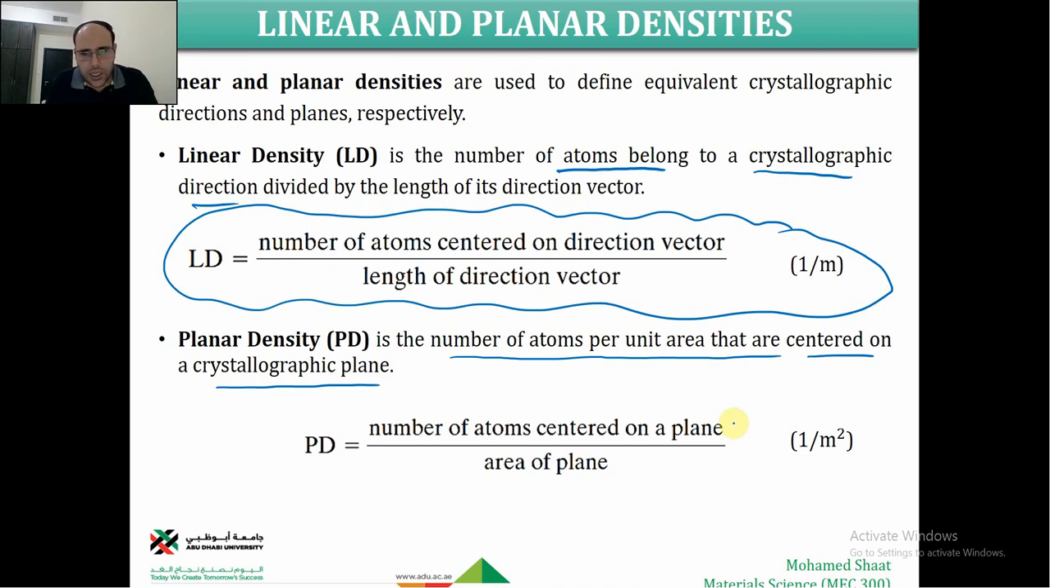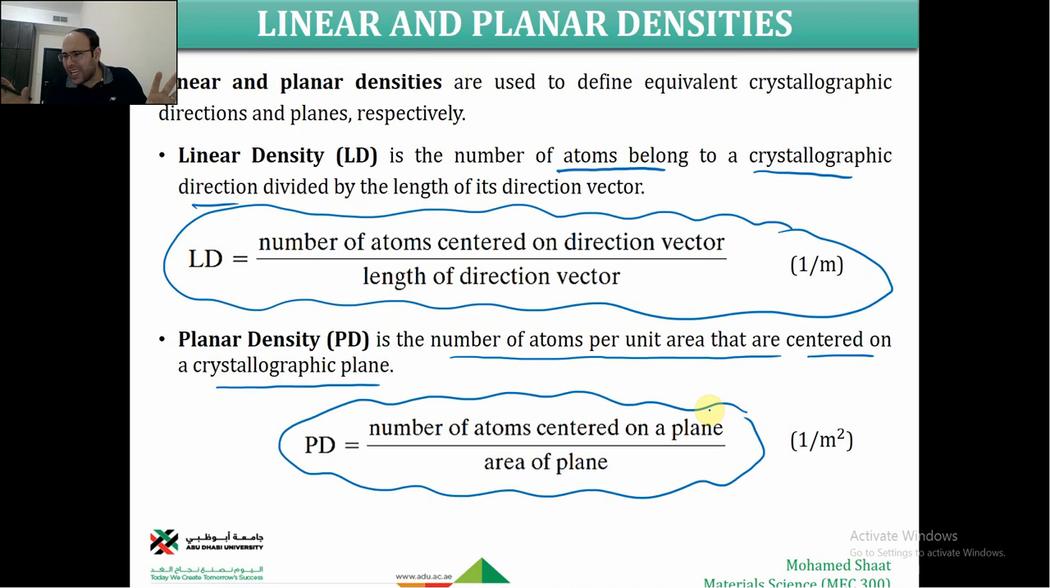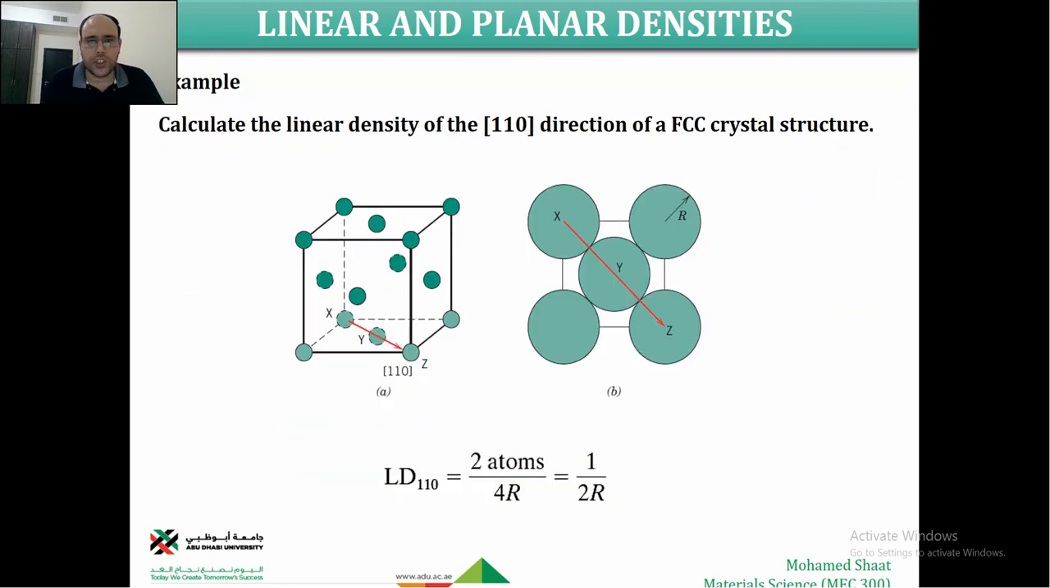The planar density is very similar. But because it is related to a plane, and a plane has no length but an area, any plane has a surface area, it is the number of atoms per unit area that are centered over a certain crystallographic plane. To explain the linear density and planar density further, let us consider this example of the FCC crystal structure. What should come to mind is the shape of the structure: there should be an atom at every corner, and an atom at the center of every face.